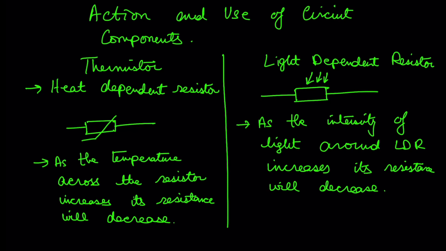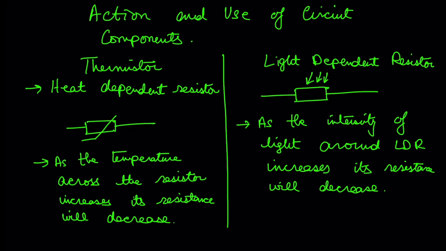So these are some of the actions of these two types of resistors, thermistors and LDR. Basically these types of resistors are used as sensing devices. For example, a thermistor can be used as a sensing device in heat controlled devices, in temperature controlled devices, and an LDR can be used in devices that are controlled by light. For example, it can be used as a switch for a light that turns on at night and turns off in the daytime. So these are some of the actions and uses of these two electric components.